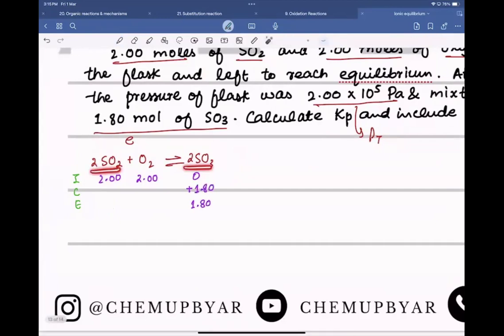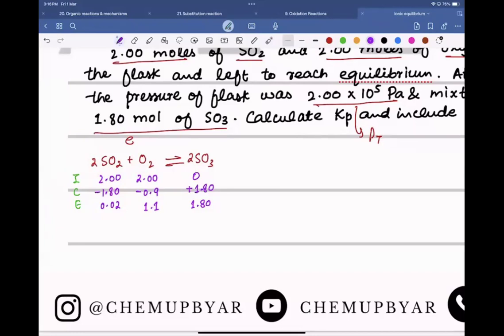Now, if you compare these two, they have a mole ratio of 1:1. So if 1.8 moles of product are formed, it clearly indicates that the change for SO2 would be negative 1.8. And when we subtract these two, we get 0.02. So these are the equilibrium moles of sulfur dioxide. Now, for these two the ratio is 2:1, which means that if 1.8 moles of sulfur dioxide are used up, then half of these moles of oxygen would be used up. If you halve it, you get 0.9. So the change would be minus 0.9. And if you subtract it, you get 1.1 moles of oxygen at equilibrium. Is this understandable to all of you?